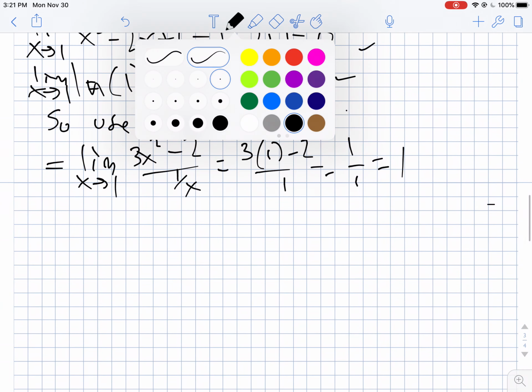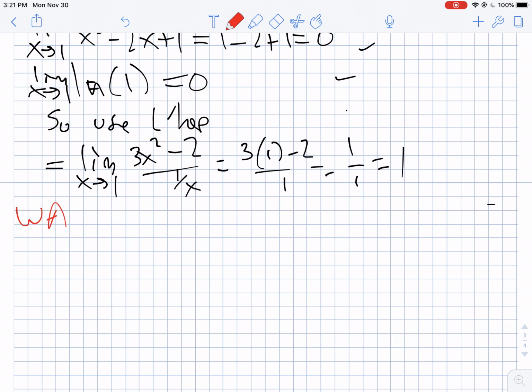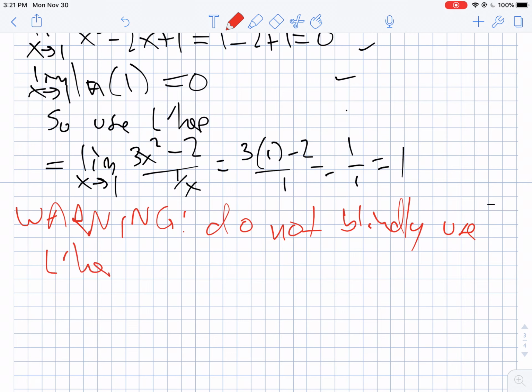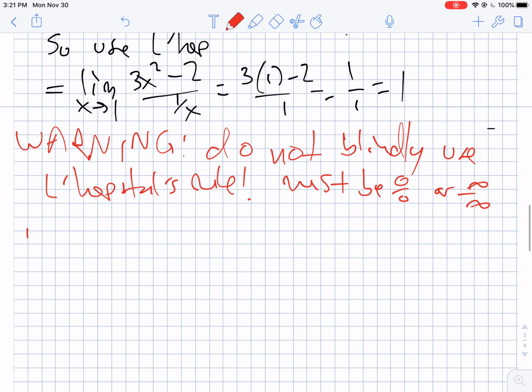One tip I want to give you, this is a warning. Do not just blindly jump in and use L'Hopital's rule. It must be 0 over 0, or it must be infinity over infinity or something like that. Because let's say you're someone in Miss Cruzy's class, and you just blindly use L'Hopital's rule.